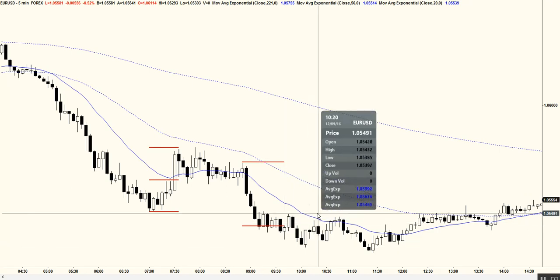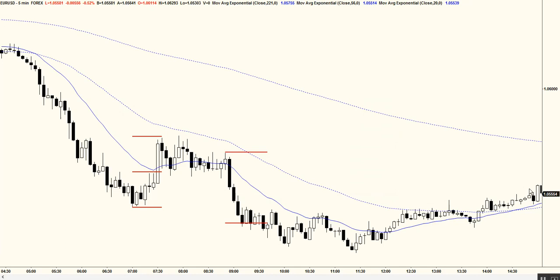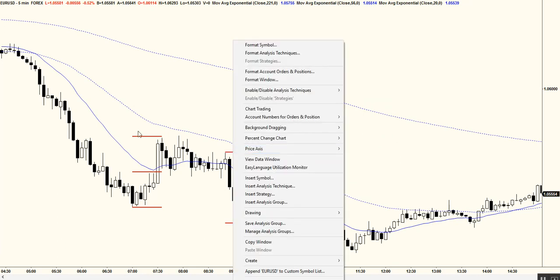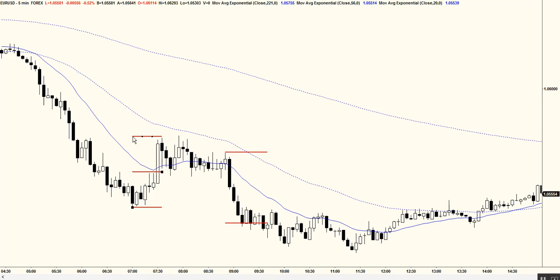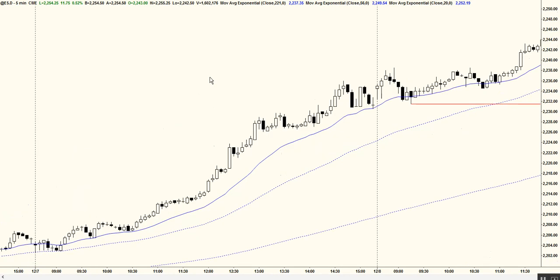It's almost 10 cents or 10 pips. But that's what traders do. Just kind of a side note. Let me go back to the E-mini. I just like the E-mini more.